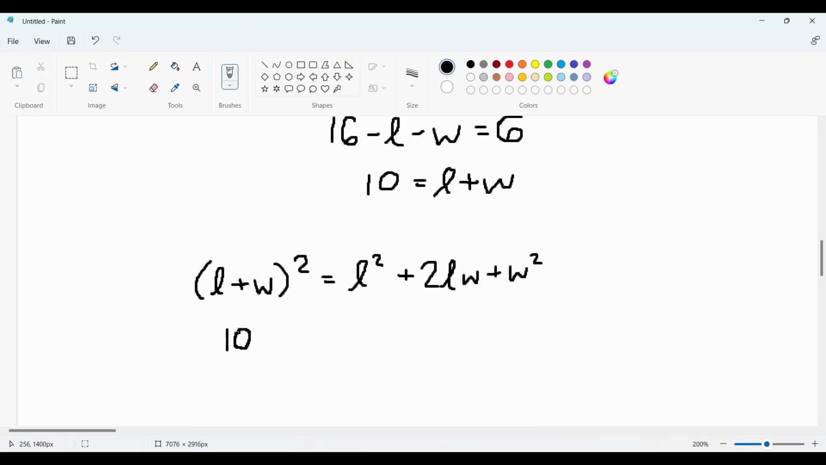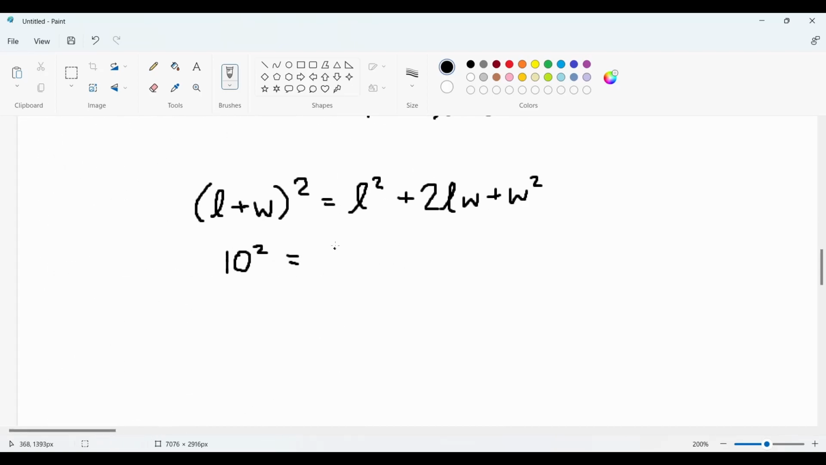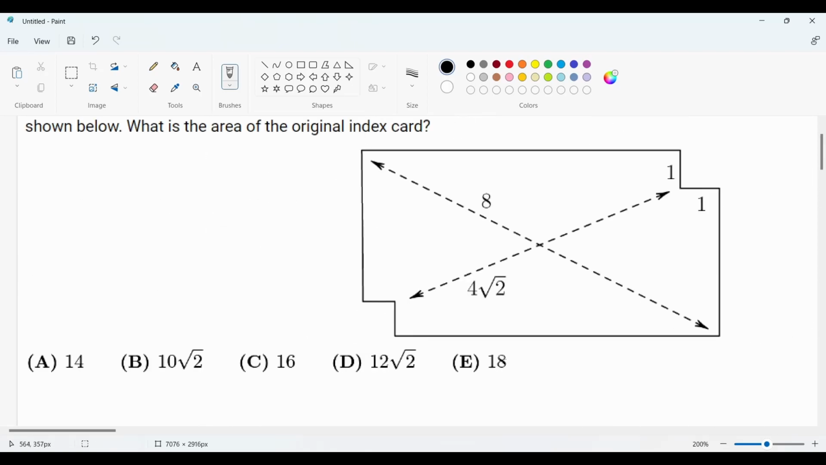So L plus W is 10. I'll substitute 10 into here. L squared plus W squared is equal to 64. Let me just double check that. Yes. So L squared plus W squared I'll replace with 64. And then all that's left is 2LW. 10 squared is equal to 100, and if you subtract 64, you'll get 36. So 36 is going to be equal to 2LW, or in other words, LW, the area of the index card, is equal to 18. So it looks like 18 is the final answer to this problem, and it looks like that's choice E. So 18 it is.